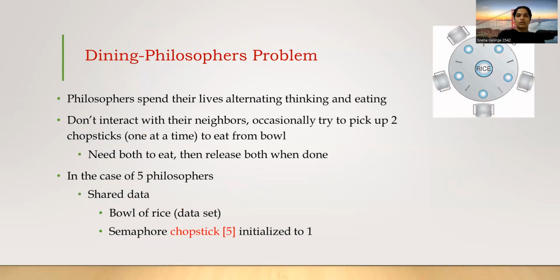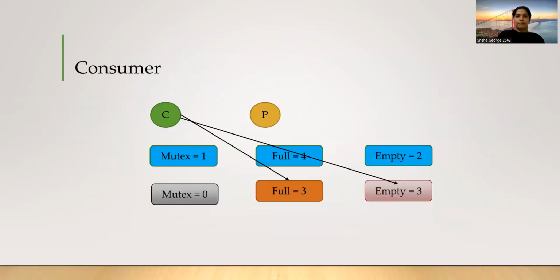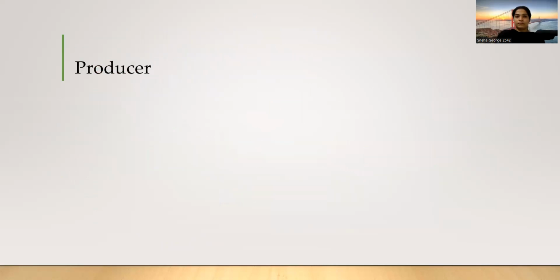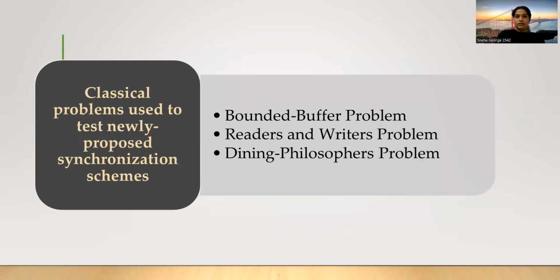So we have seen three classical problems of synchronization that are used to test newly proposed synchronization schemes. The three problems that you come across are the bounded buffer problem, the reader-writer problem, and the dining philosophers problem. You will have to code the programs based on the theoretical ideas and the examples given, so that you will be able to code for these three problems.